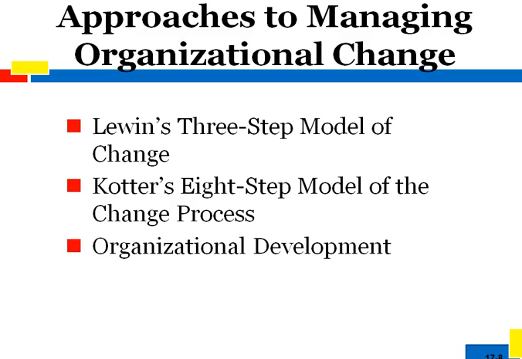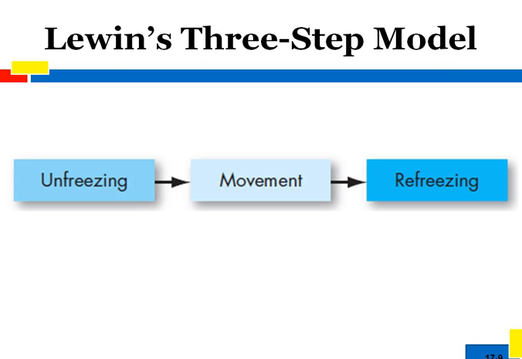So, approaches to managing organizational change. There are 3 main approaches to managing organizational change: Lewin's 3-step model to change, Kotter's 8-step model to change process, and organizational development, which is the last one. So let's look at each of these.